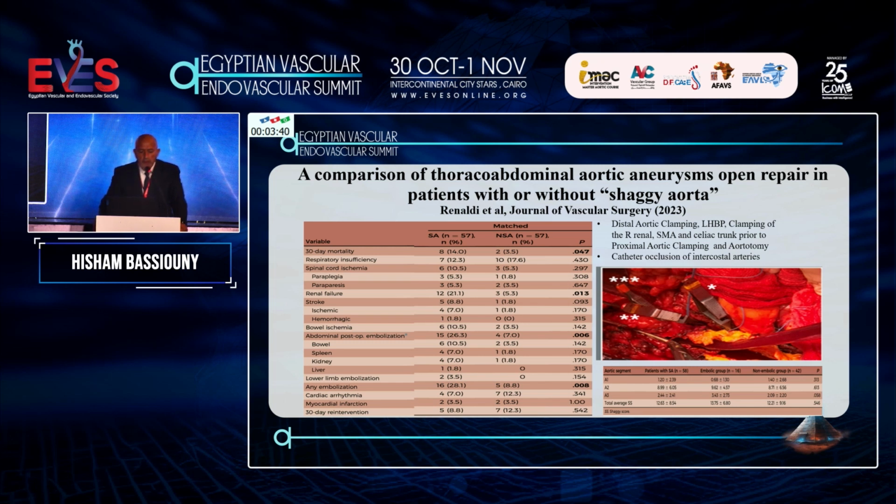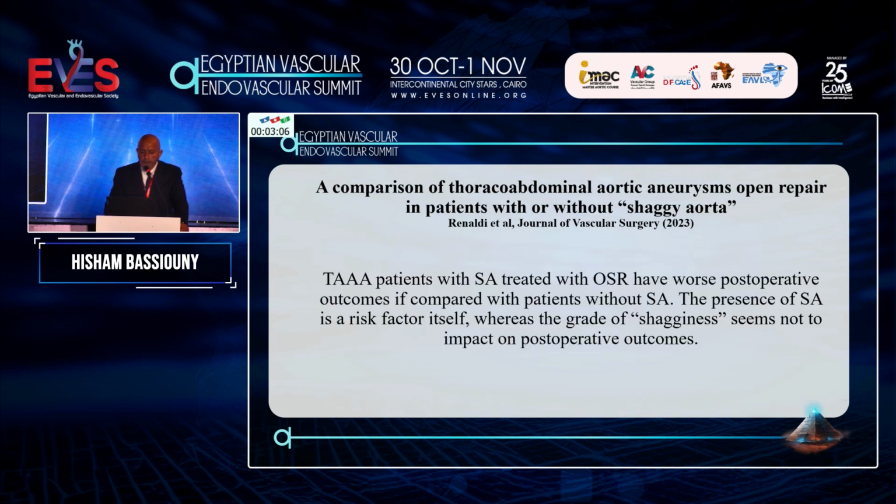This is a long table, but the 30-day mortality was about 4 times greater in the shaggy aortic group. Renal failure, the same. Stroke was not different, neither was paraplegia, and there was bowel infarction greater in the shaggy aortic group. So again, it shows you that as the aorta is involved with this process, there's a much higher risk of significant complications and increased mortality.